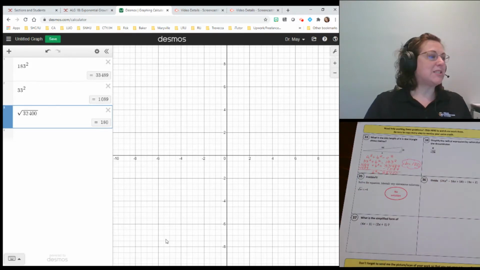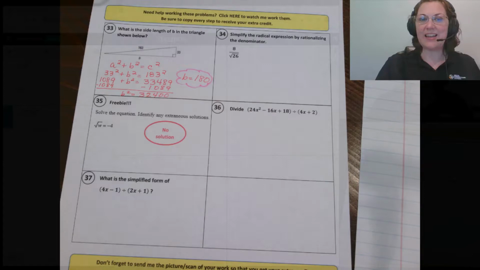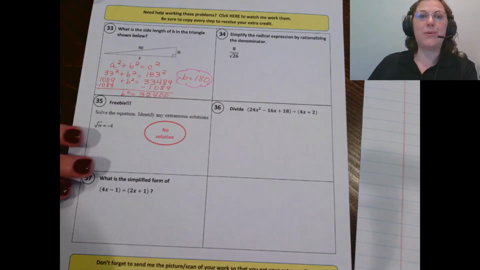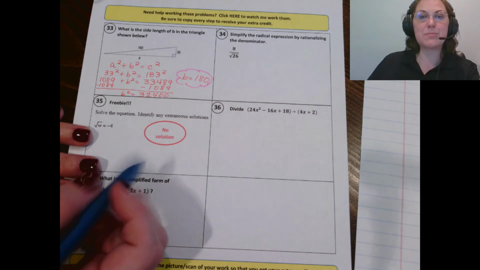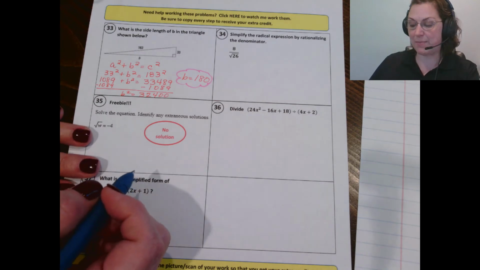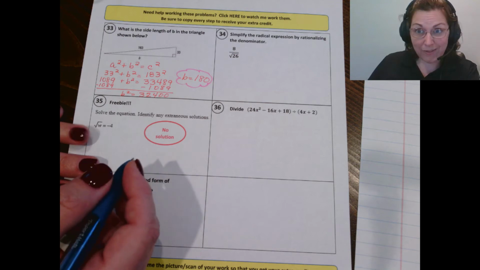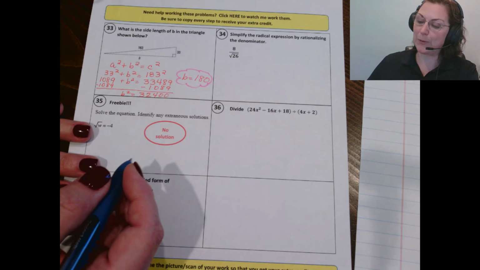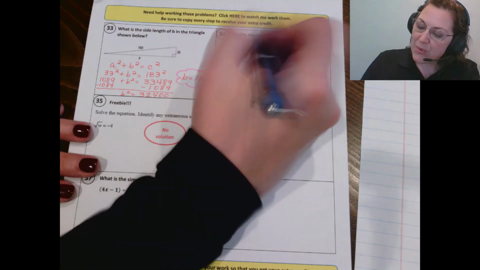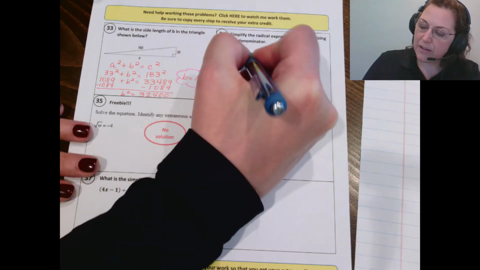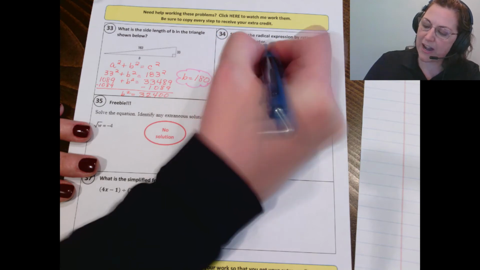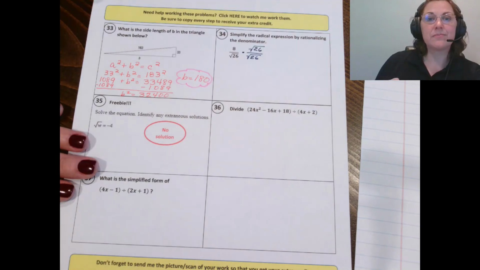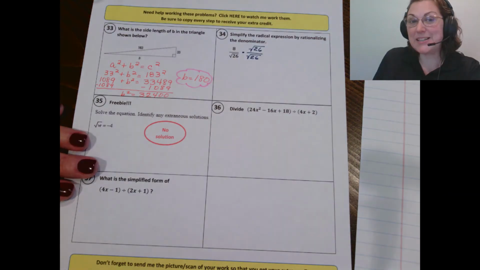All right, I'm going to switch back our view so that we can see the practice exam a little bit better. Let's look at problem number 32. We're asked to simplify the radical expression by rationalizing the denominator. That is a mouthful that just simply means get the radical, the square root, out of the denominator. So let me show you how to do that. We're going to multiply the top and the bottom of the fraction by the square root. That's it. Now let's see what happens.